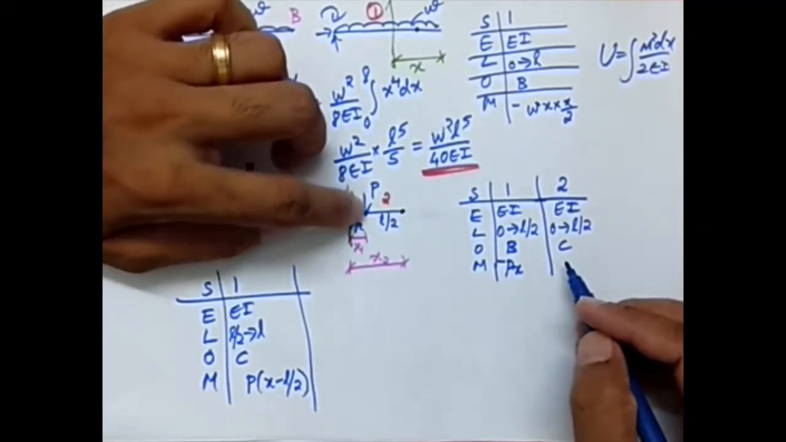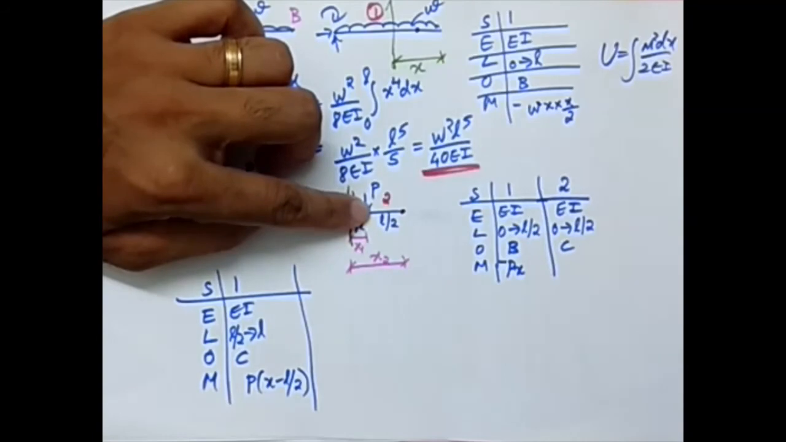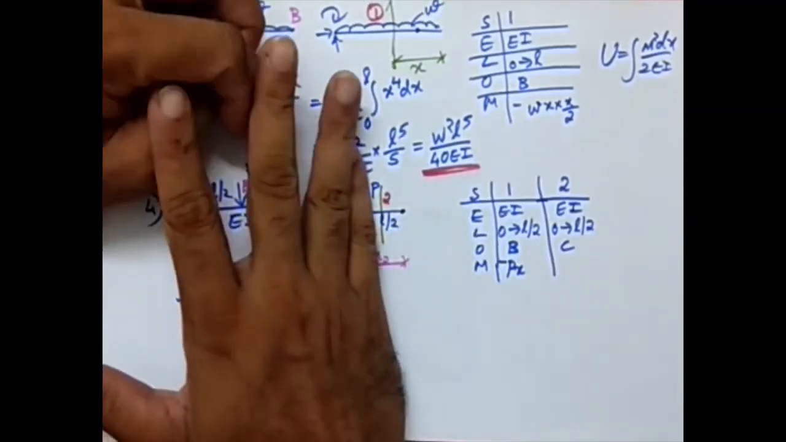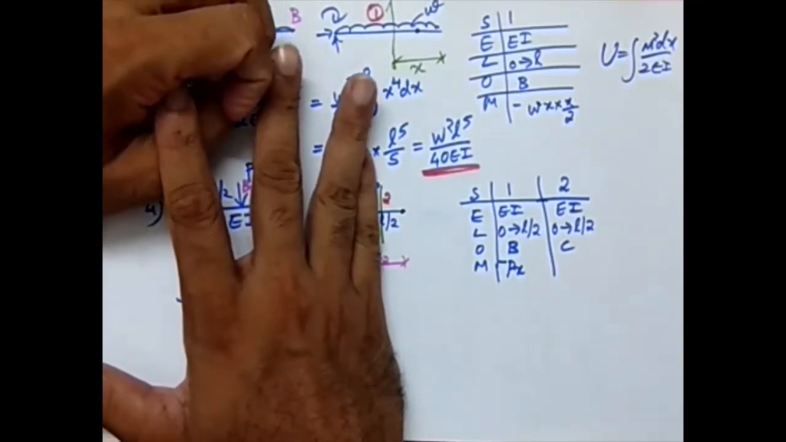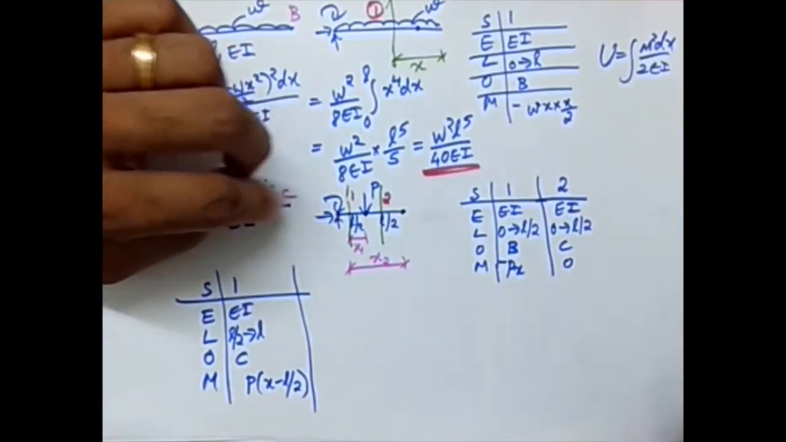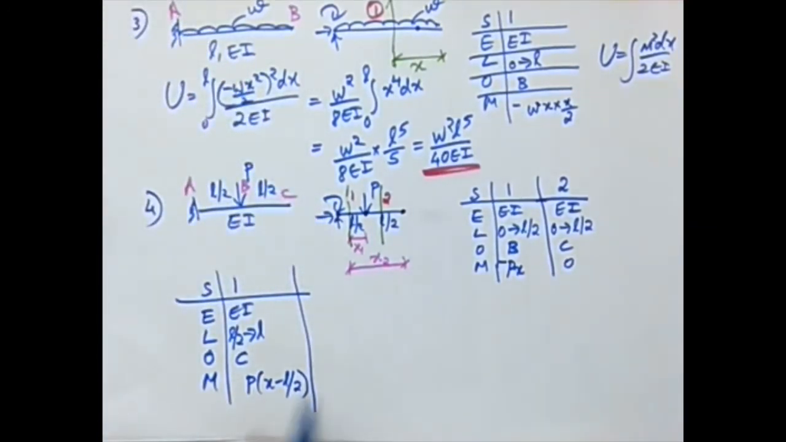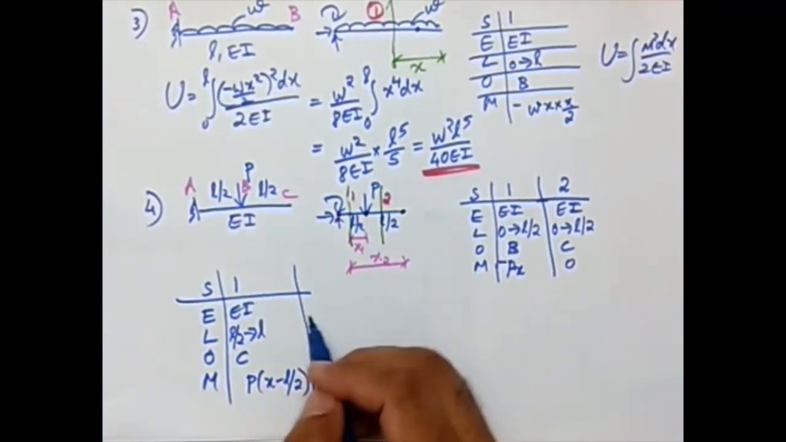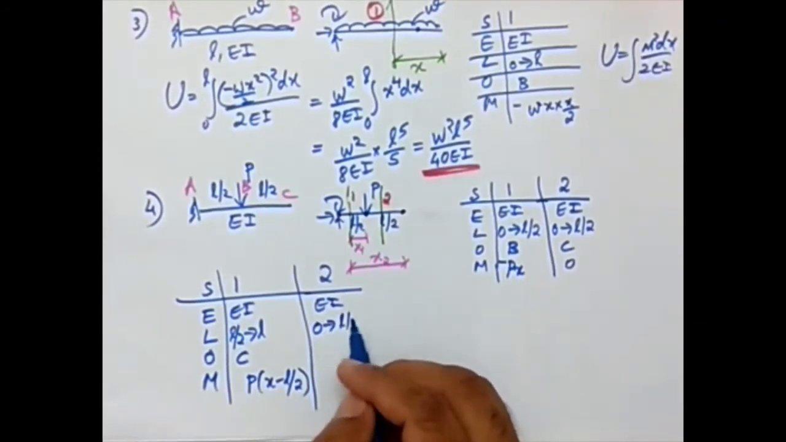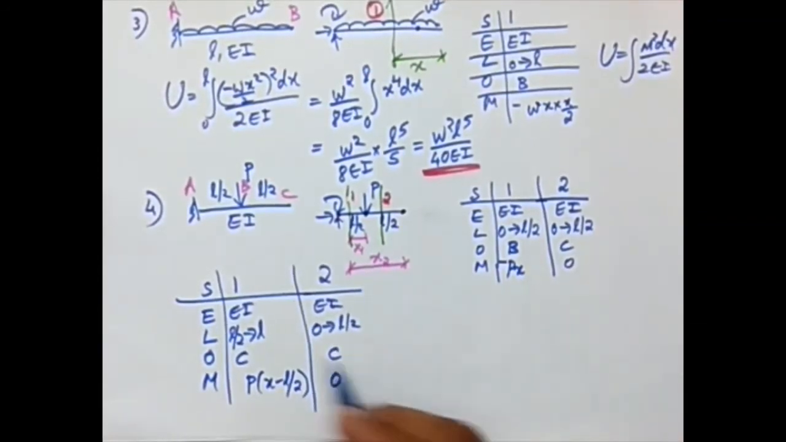And what will be the moment? If I'm taking a section here in segment 2 and I'm looking to the right, what is the bending moment? It is 0 because there is no load on the right side, hence the bending moment value is 0. So EI is constant, range is 0 to L by 2. I'm keeping the origin as C, the value is 0. And I can just do the integration because I have the two segments. I have the expressions for bending moment, origin, limit, everything is available.